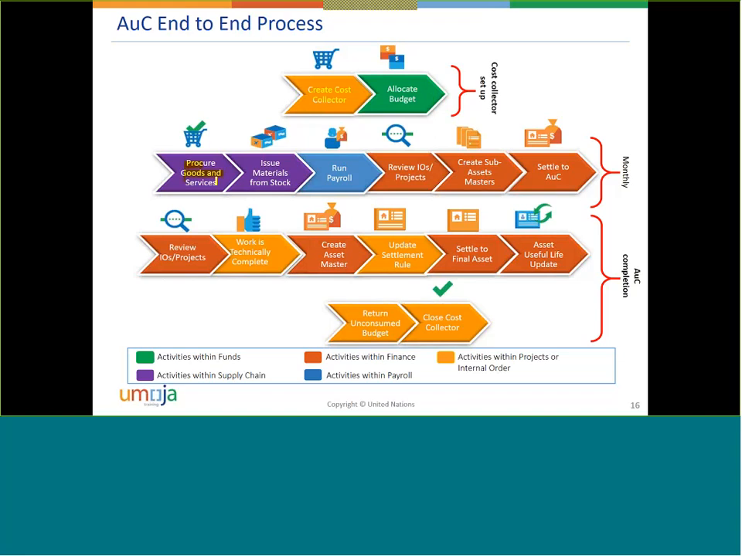Procurement of goods and services, of course, this is requisitioner and procurement. Issuing materials from stock, this is inventory managers. From payroll, it will be payroll team and HR. Then these three steps of the monthly settlement, these three ones, they are done by finance. So these three are done by FA 16.